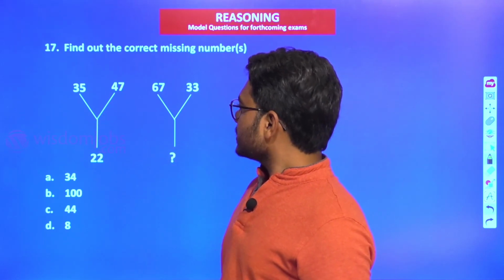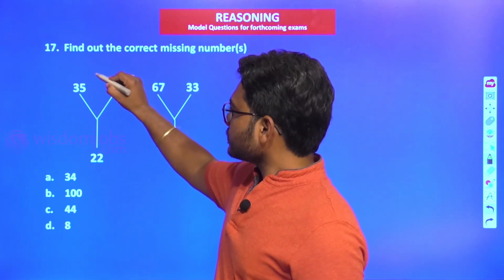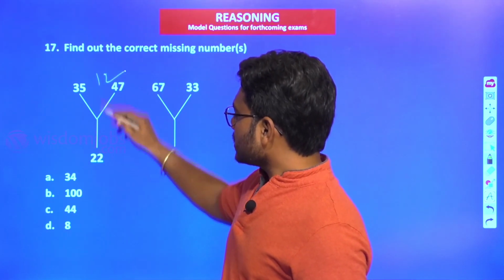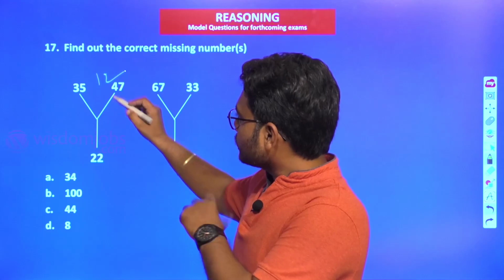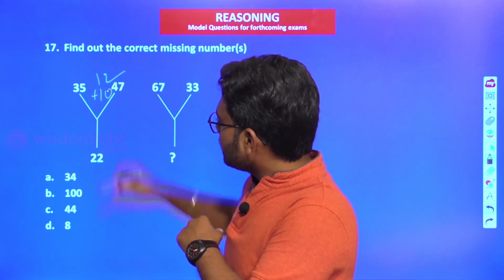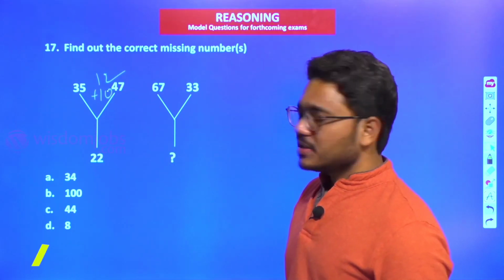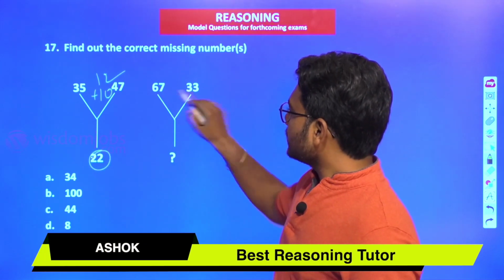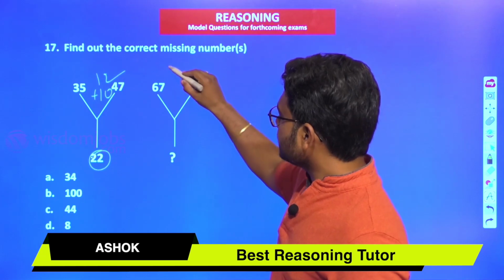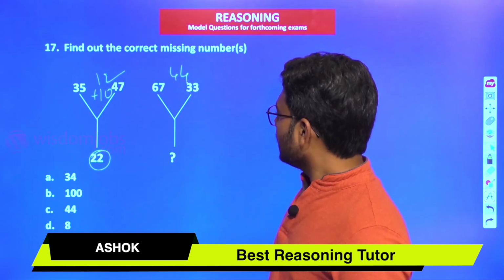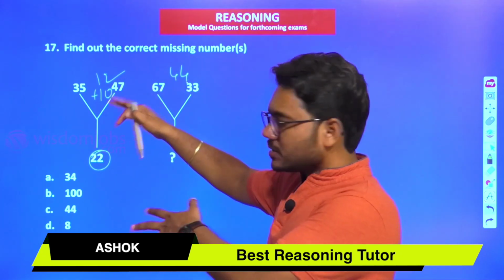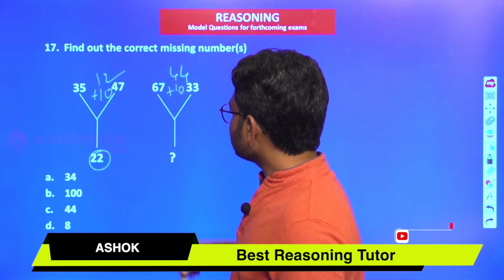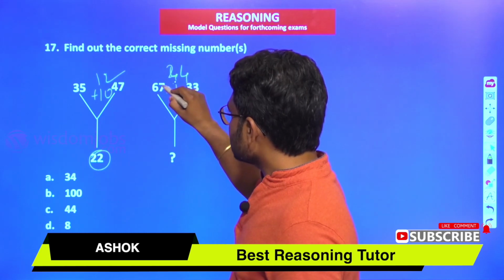So what is the difference between 35 and 47? It is 12. So what is the relation here? 12 plus 10, you are getting 22. So we could get this. Then 67 minus 33 is 44. So a similar pattern, if you follow here also. So this could be, sorry, this is 34.